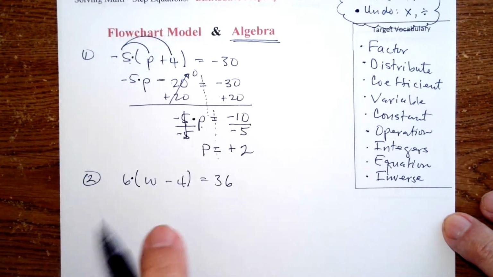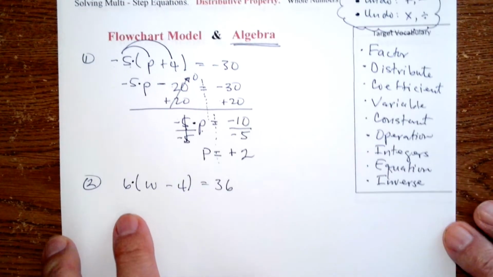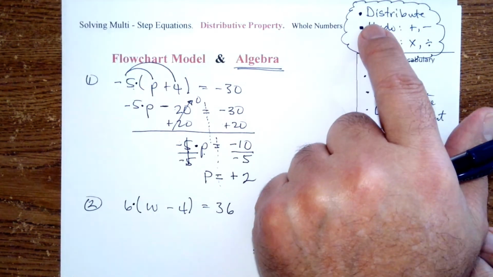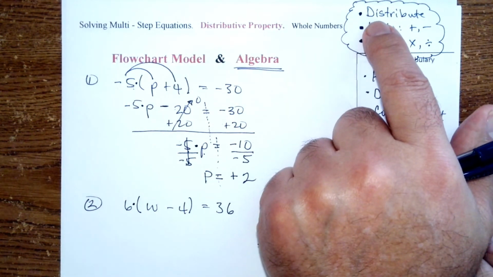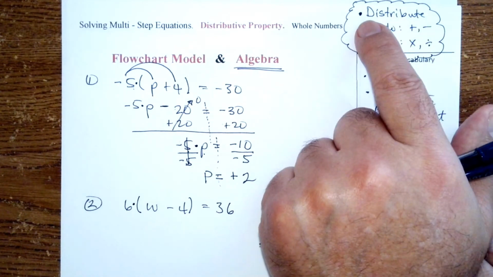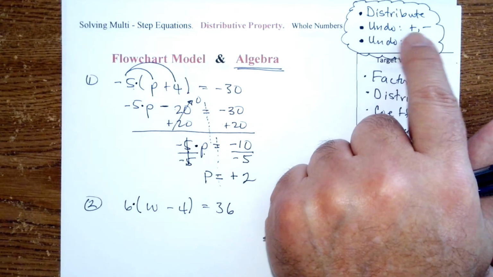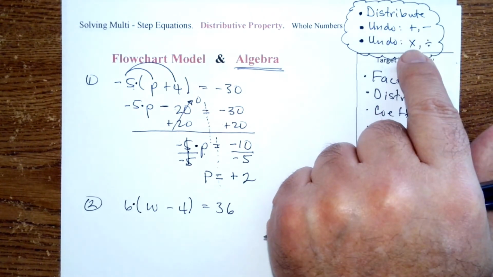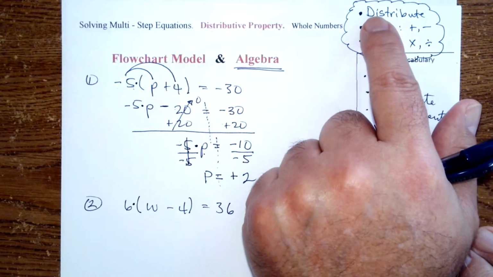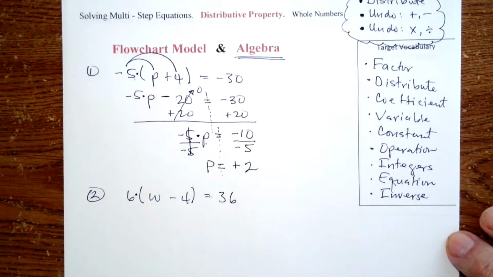Okay? I want to solve this equation with my algebra steps. We're going to go back to our cloud. If the problem has anything to do with the distributive property, we're going to distribute first. Then we're going to undo addition and subtraction. Then we're going to undo multiplication and division. Okay? So what are we going to do first? We're going to distribute.